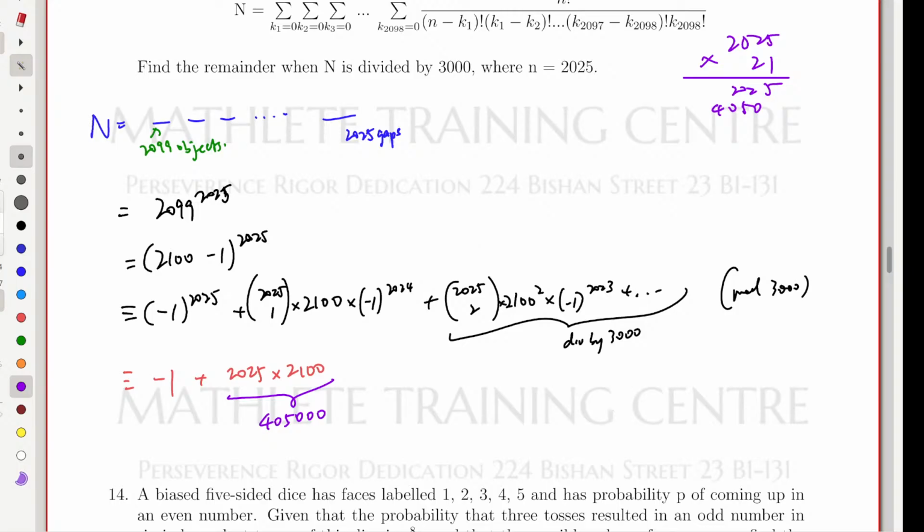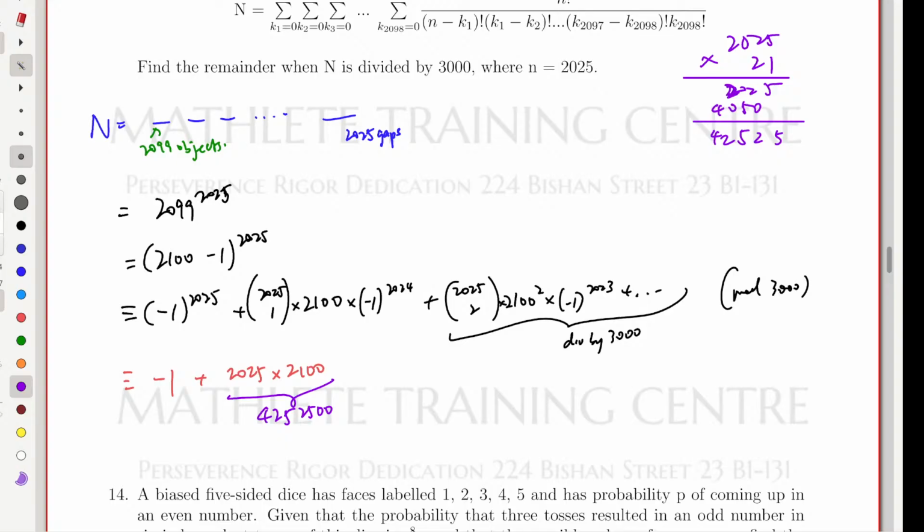No, wait, I did the calculation wrongly. Sorry about that, let me fix this. I forgot the extra digit. This is what it looks like: 42525. So it should be not this, but 4252500. Yeah, okay, very nice.